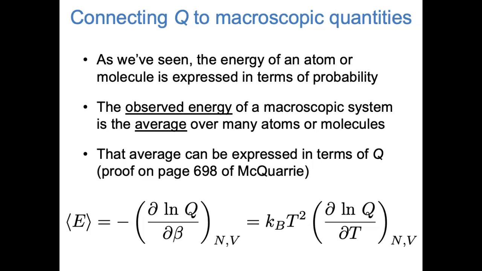Alternatively, if you'd like to work in terms of temperature instead of beta, you can say that the energy is kB times T squared times the partial derivative of ln Q with respect to temperature. We'll use this result in future videos, but for now just be aware that you can express the macroscopic energy of a system in terms of the partition function Q.